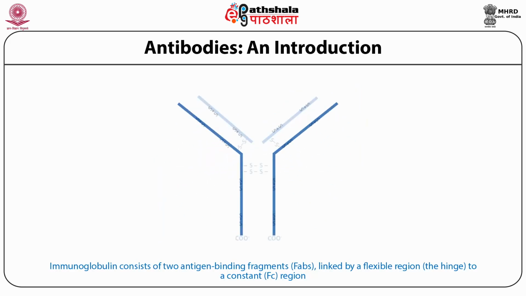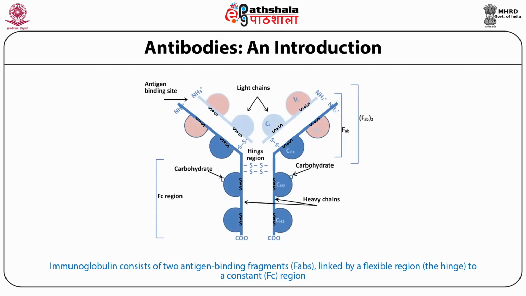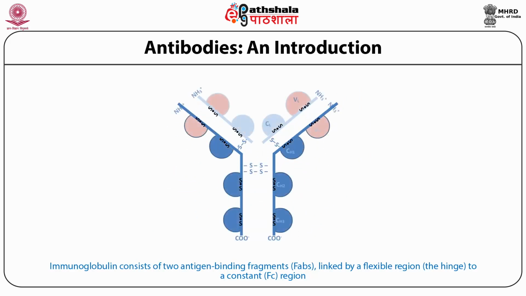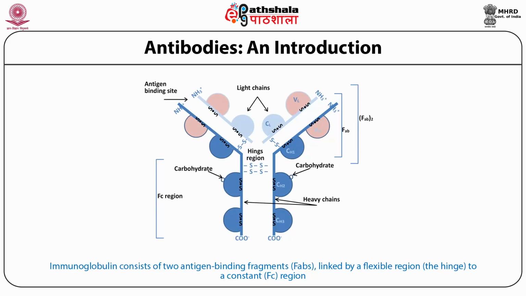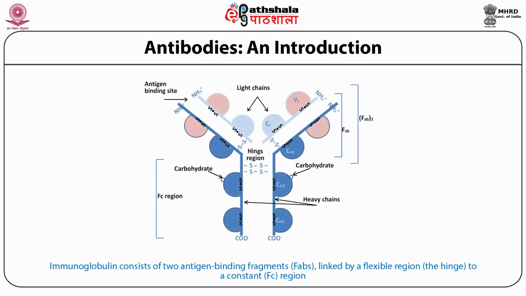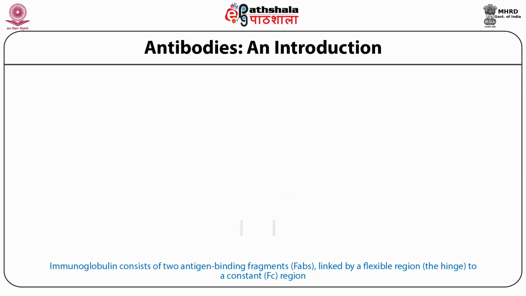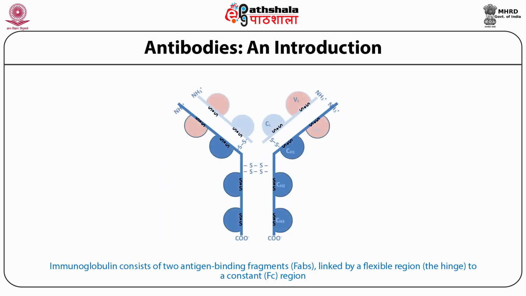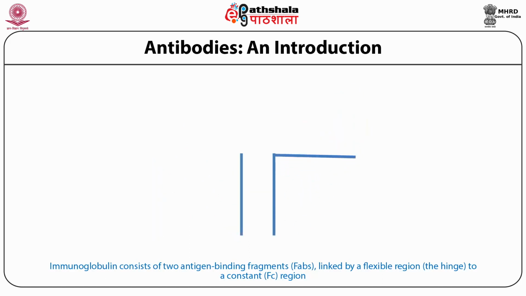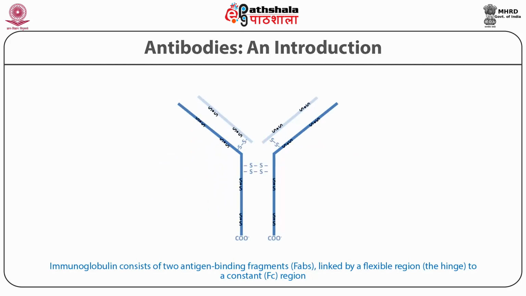The variable domains at the amino terminal end of the molecule are the domains that actually recognize and bind antigens through their complementarity determining residues called CDRs. The rest of the molecule is composed of constant domains. Now, the Fc portion of this Ig molecule serves to bind various effector molecules on the immune cells, as well as molecules that determine the biodistribution of the antibody.